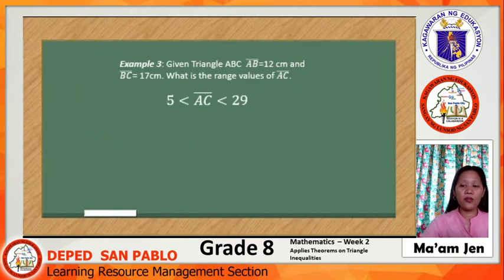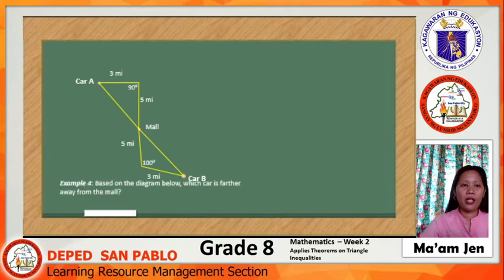Another shortcut method of this is this one. As you observe, 5 is just the difference of 17 and 12. 17 minus 12 is 5. And then, 29 is just the sum of the two sides, 12 and 17. 12 plus 17 is 29. So this is the range of values of segment AC. Segment AC is greater than 5 but less than 29.